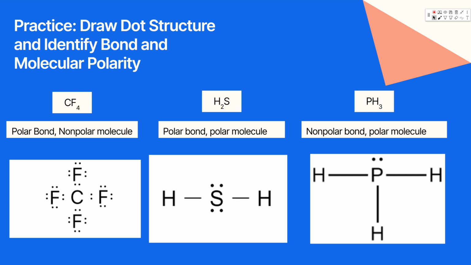In the nonpolar bond in PH3, this is because P and H both have similar electronegativities, creating a nonpolar bond, but it creates a polar molecule due to its asymmetrical shape.